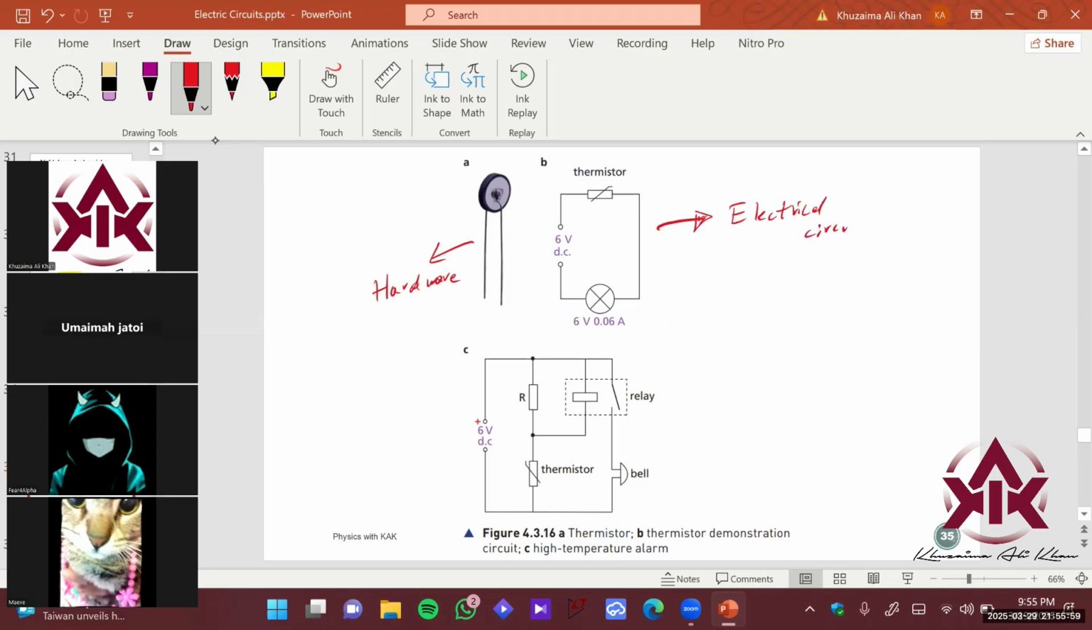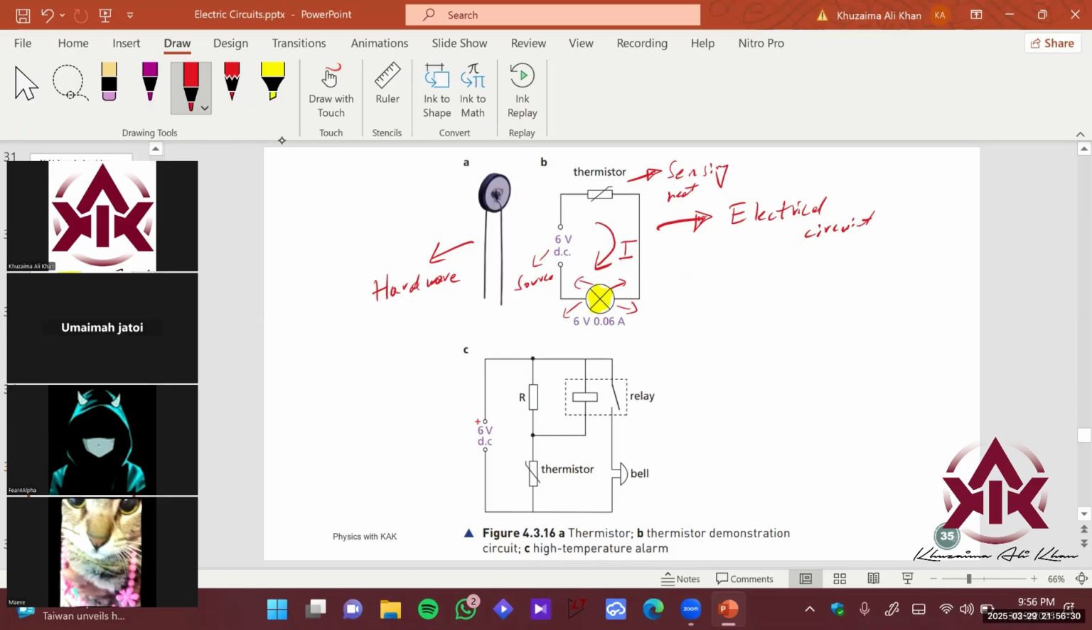And again, what does it have? It has a source which is providing 6 volt DC voltage. It has a thermistor which is sensing heat over here, and this is the lamp, which is going to dictate whether your resistance is varying or not. The current flowing in a series circuit remains the same. That is, the current is going to decide how brightly the lamp glows, right?